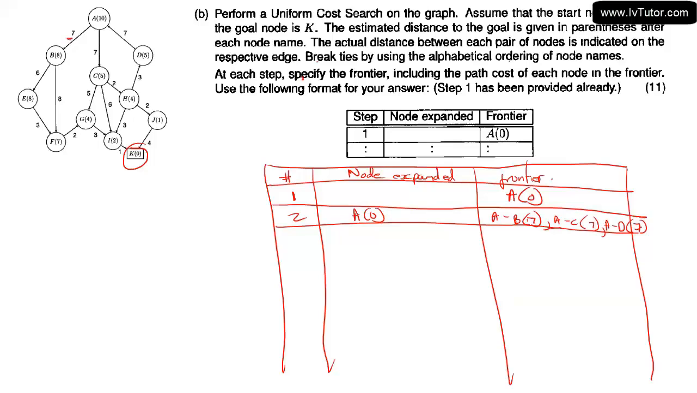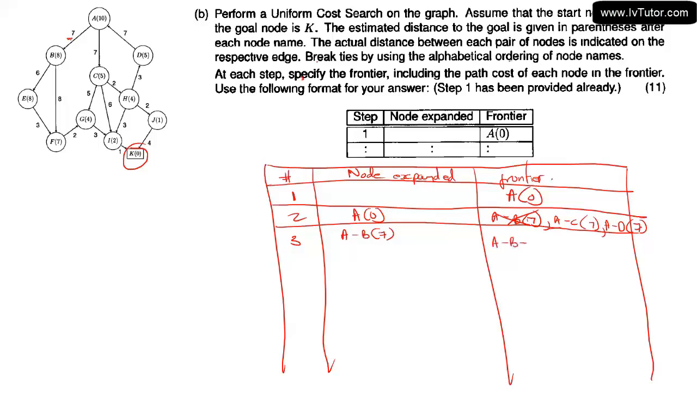They all have the same cost. In that particular case, you break the tie using alphabetical order. So we expand B. Number 3, we expand B. If you expand B, what are you going to have now? B is now done.